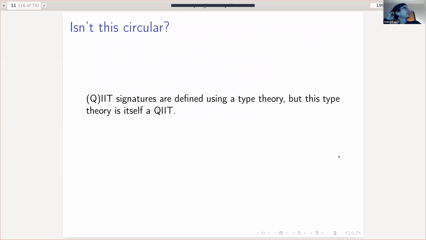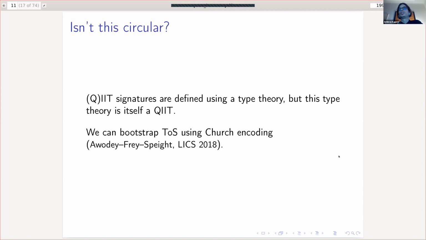So one might say that even now, isn't this definition of QIIT a bit circular? What I said, the CWF with type formers U and EL and pi, it is a QIIT itself. And I want to define what signatures are for QIITs. So it's somehow that I already need to have QIITs to be able to say what a QIIT is, which is probably not something that you want. But there's an easy solution to this.